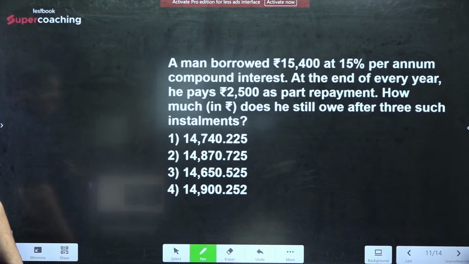Chalo, try this last question. This was the last question. I'll give you 60 seconds for this.